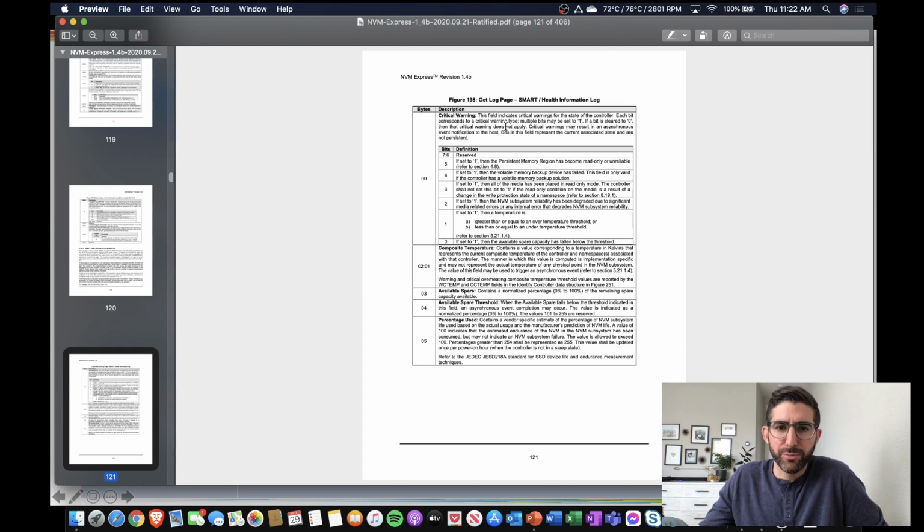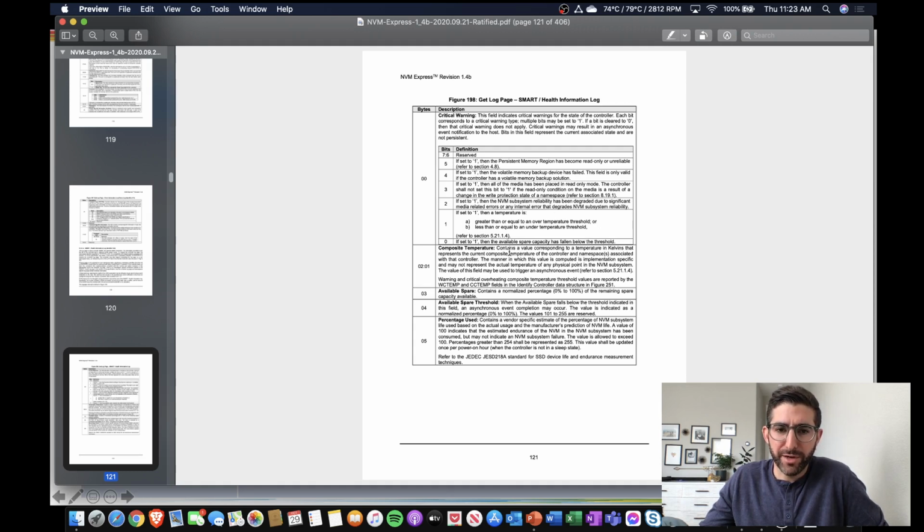But the most important thing in the SMART log is actually this critical warning bit, which is basically if this bit is set to anything that's non-zero, there's a problem with the drive. And that's the easiest thing to check. If you just do the SMART log and this critical warning is not zero, then there's something wrong with the drive. And the sub-bits can tell you the type of failure, whether it's a temperature, a media error, or whatever.